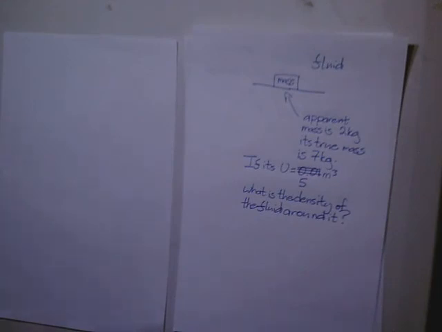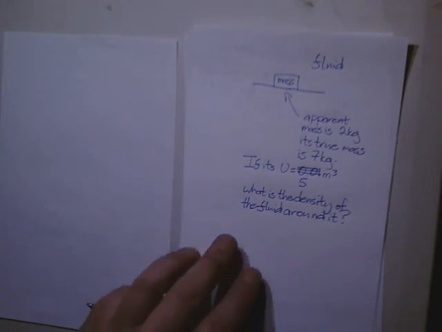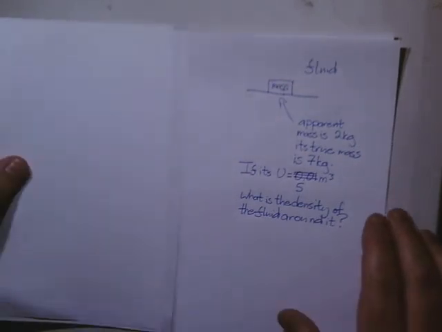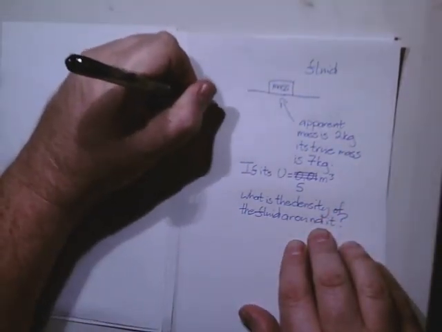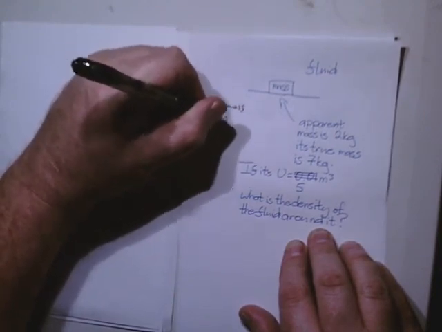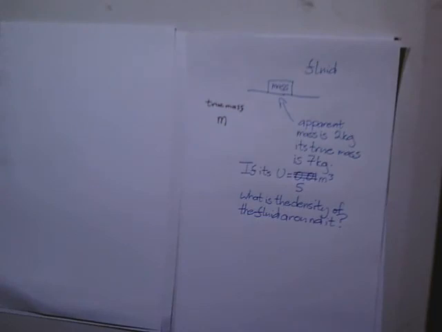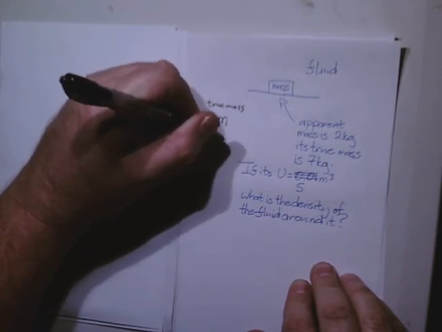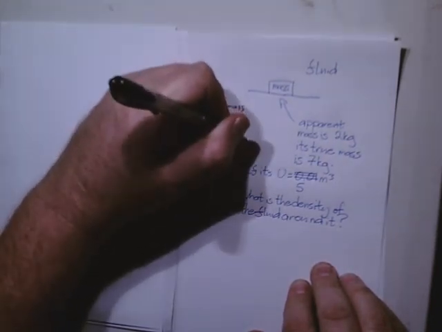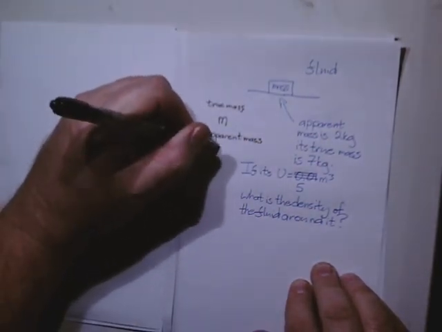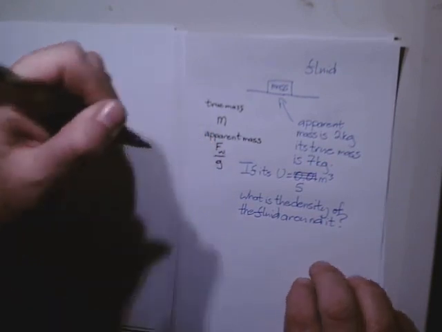Now, one of the things that I've seen on a regular basis is the whole idea of apparent mass and true mass. True mass is m. That's the actual mass of the object. And then there is apparent mass. The apparent mass is the normal force divided by gravity.